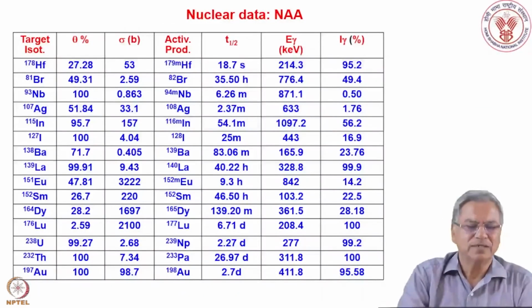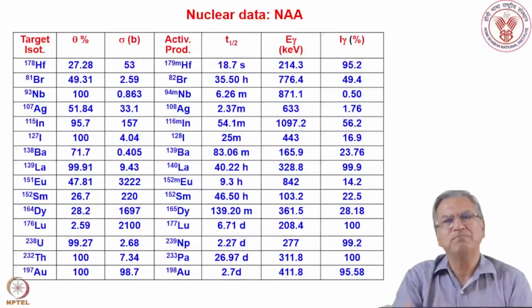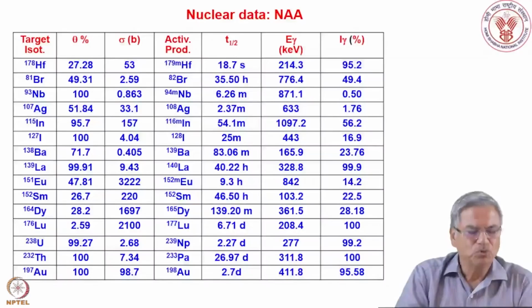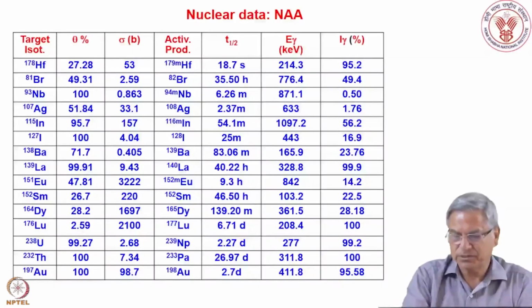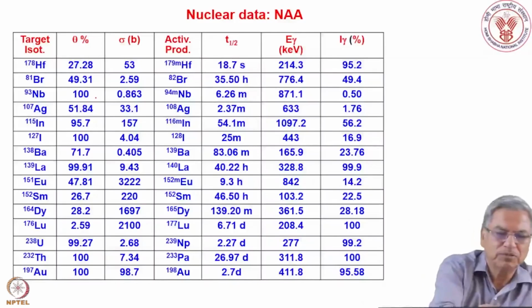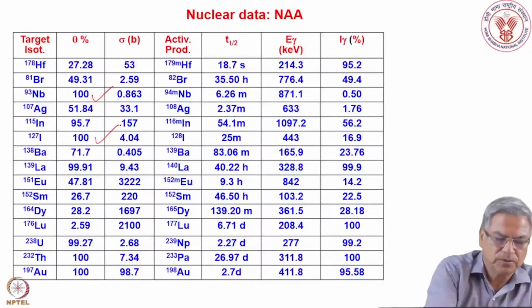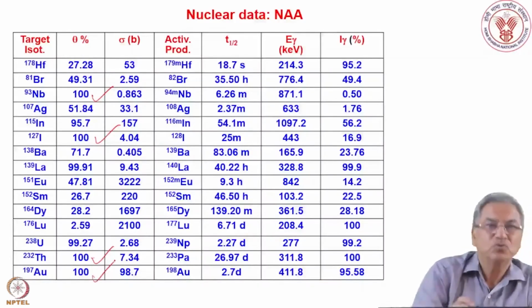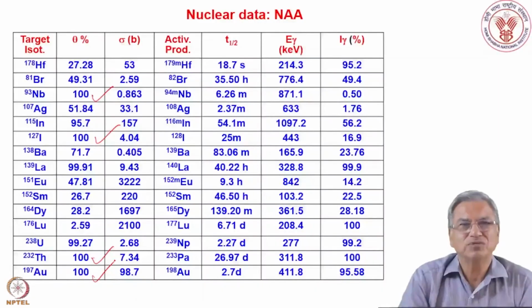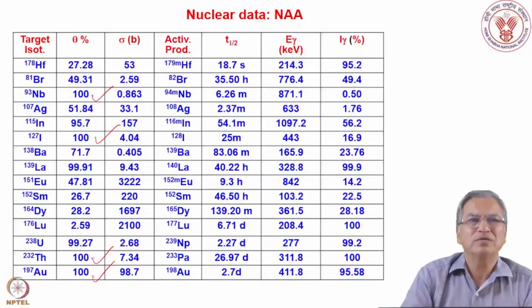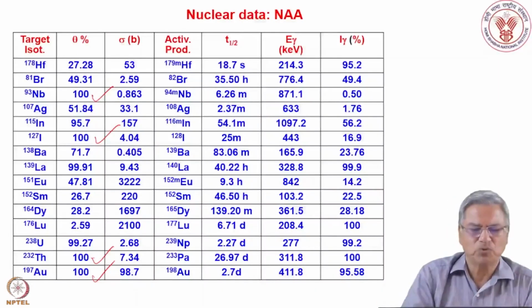These are also for other isotopes. There are several isotopes, as I mentioned, that are amenable to neutron activation analysis. You can see some of them. You see the monoisotopic ones. They will have more sensitivity because there is only one isotope present among the stable isotopes.